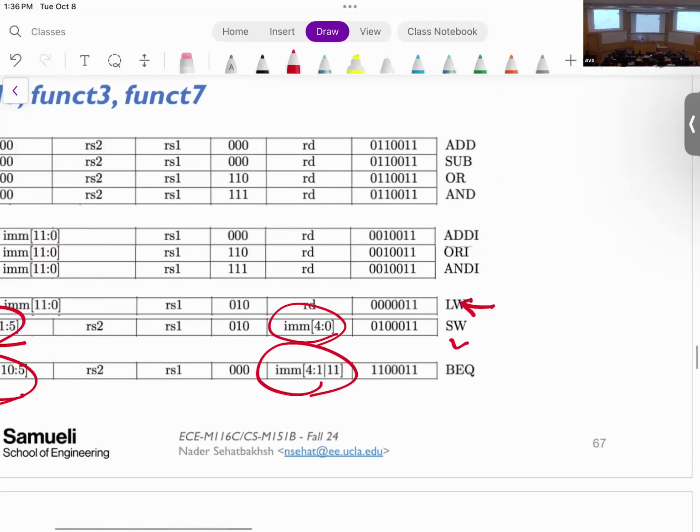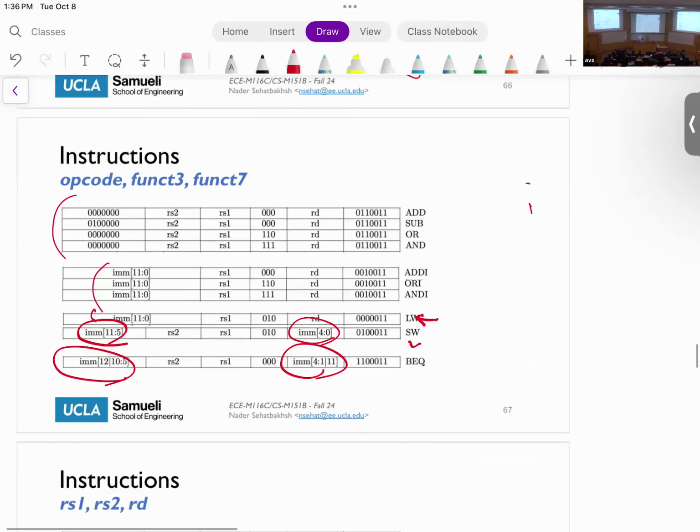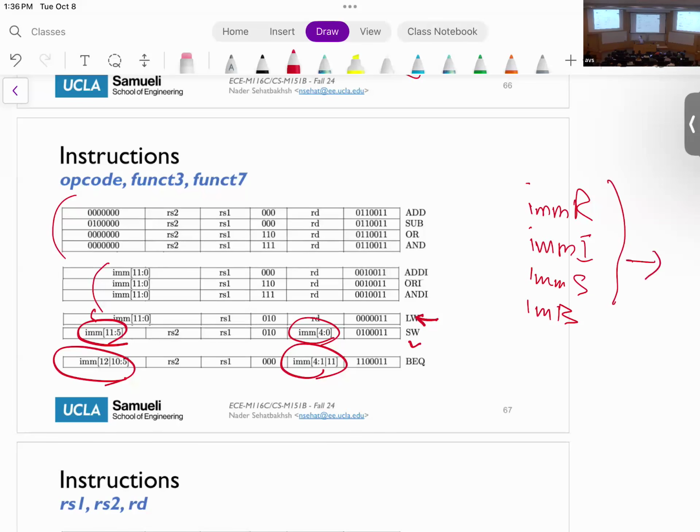So essentially what I'm going to do is have an immediate R, immediate I, immediate S, and then immediate B. I'm going to create these 4 immediates based on this, and then I'm going to select which one I want to generate as my final immediate based on the opcode. Okay? Very simple way to create this.